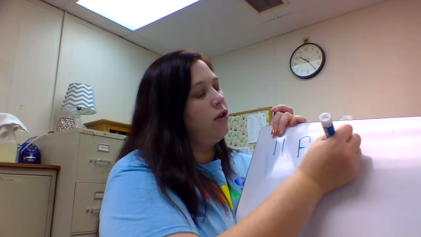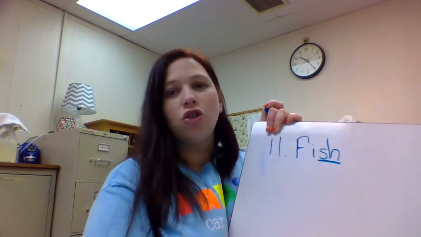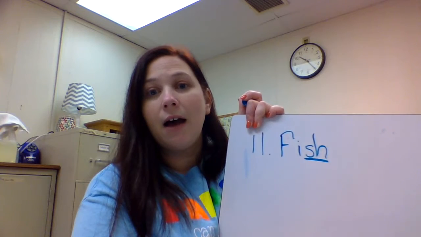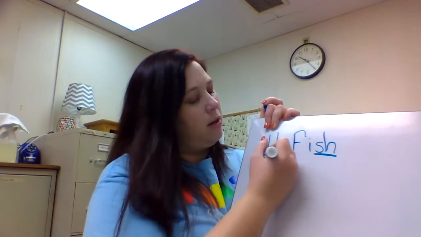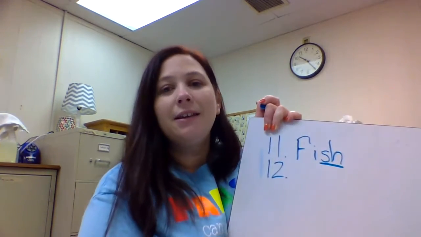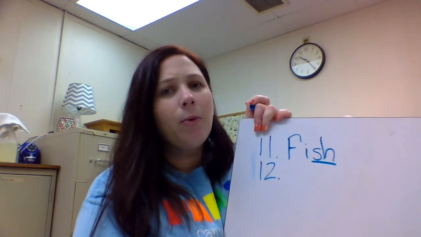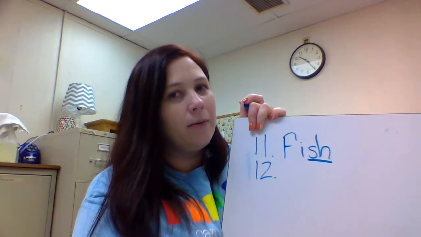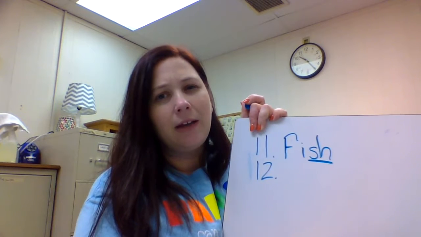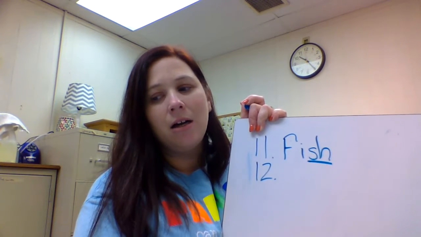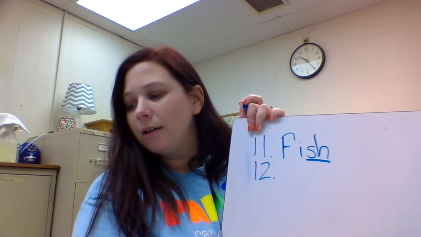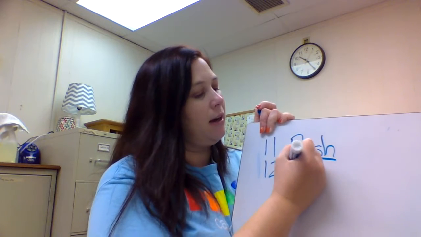All right, did you get F-I-sh? Remember that digraph? Sh. We use it at the end. F-I-S-H. Number 12 is time. Remember what we have to put at the end of a word to make the vowel in the middle say its name? T-I-M. T-I-M. Time. Go ahead and write that out.